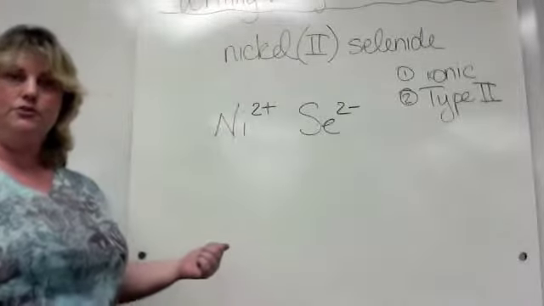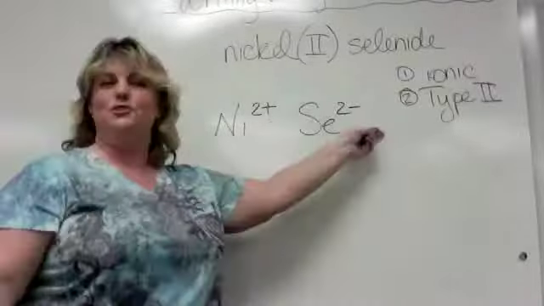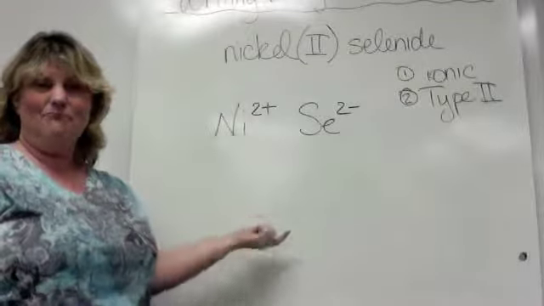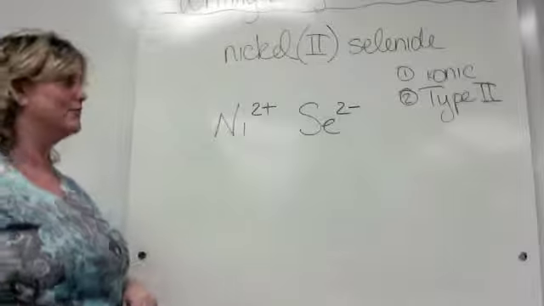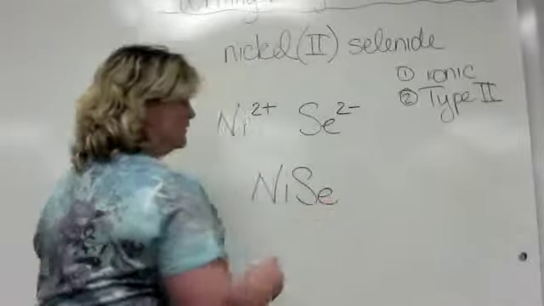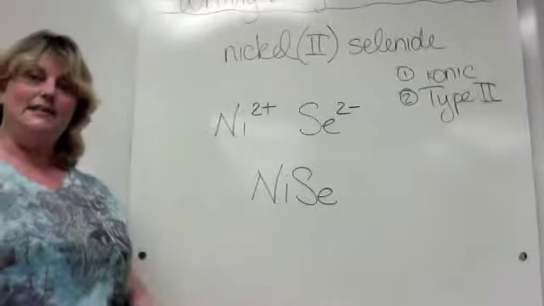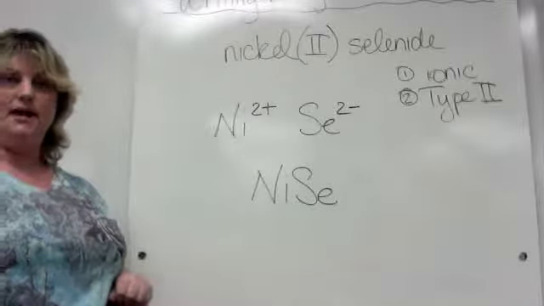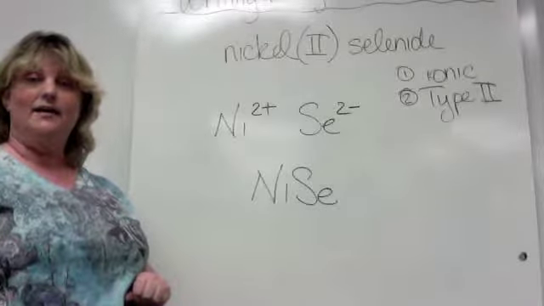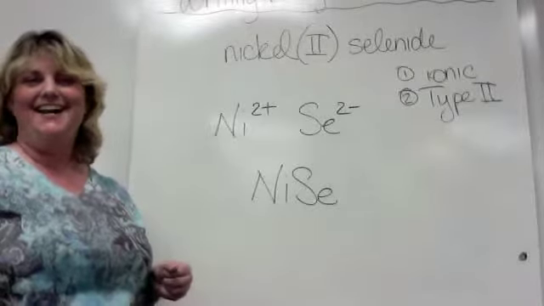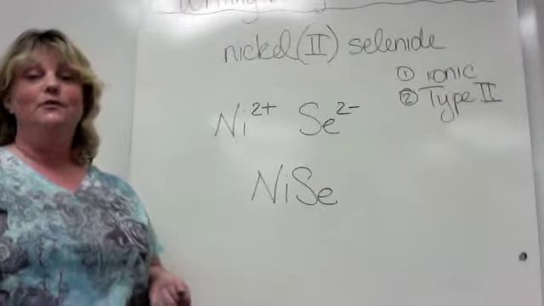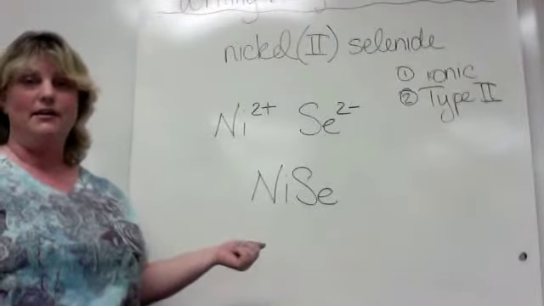a -2 charge. Well, a +2 and a -2, they go together 1 to 1 and cancel each other out, right? NiSe, nickel 2 selenide. And that is naming binary ionic, or writing binary ionic formulas. Make sure and watch the next video in which we'll write formulas that contain polyatomic ions.